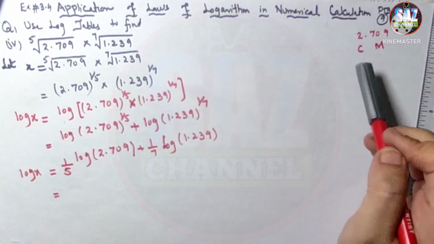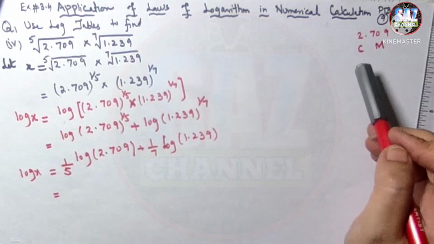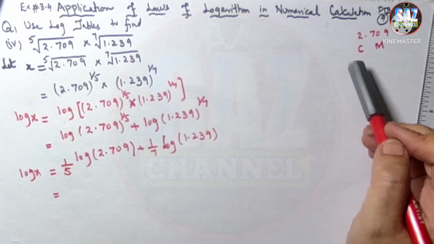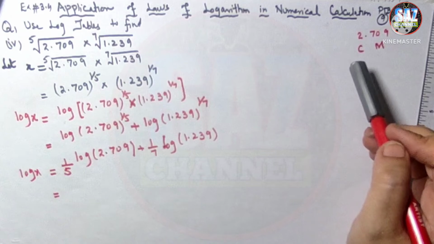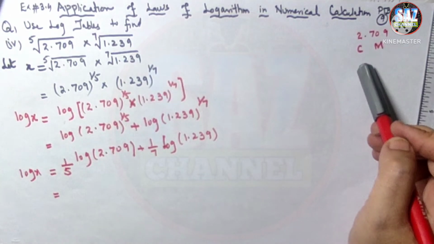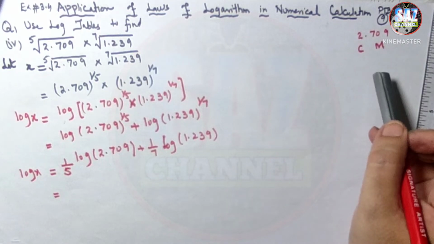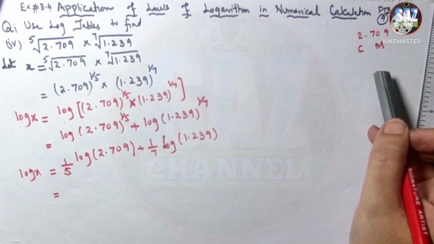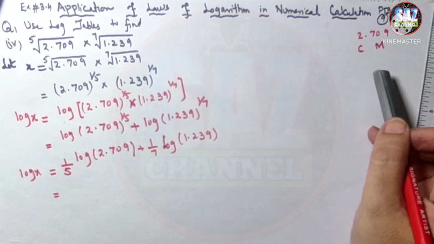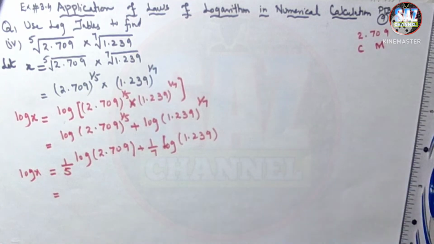0. Why 0? Because for numbers which are greater than 1, to find the characteristic we have to see how many digits are in the integral part. There is one digit in the integral part, and we have to subtract 1 from that, and whatever answer comes will be the characteristic. So the characteristic of this number will be 0.